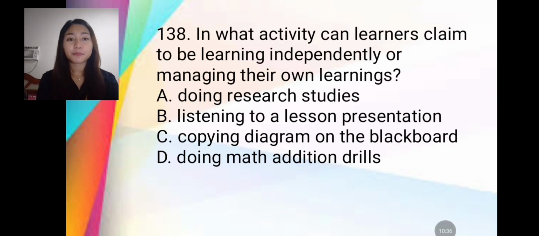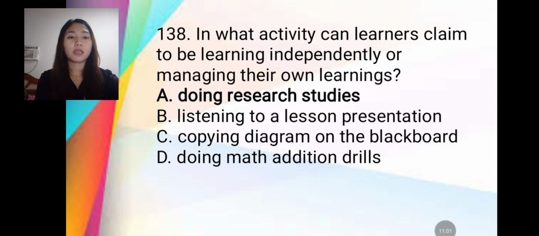Next item. In what activity can learners claim to be learning independently or managing their own learning? A, doing research studies. B, listening to a lesson presentation. C, copying diagram on the blackboard. D, doing math addition drills. So the answer is letter A.